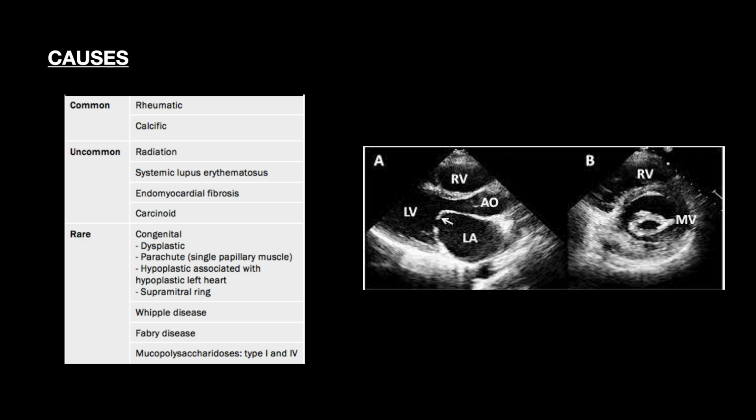So in terms of causes, rheumatic mitral stenosis is by far still the most common etiology, though depending on where you live and work, rheumatic fever might actually be quite rare. And the other causes of mitral stenosis are actually quite rare. So mitral stenosis may be something that you don't see very often, particularly if you work in the developed world or developed countries.